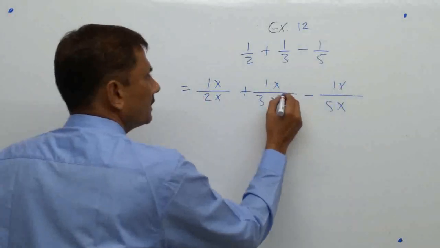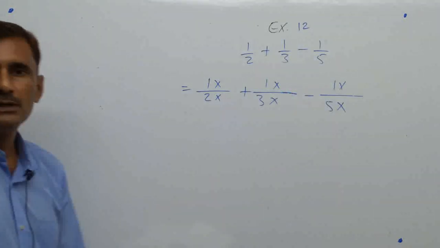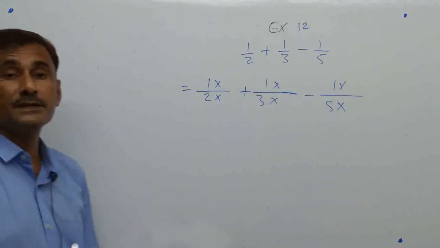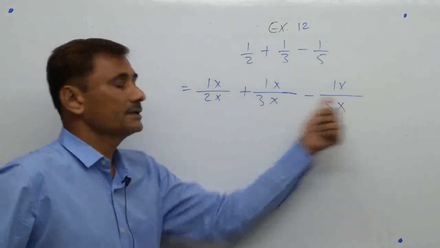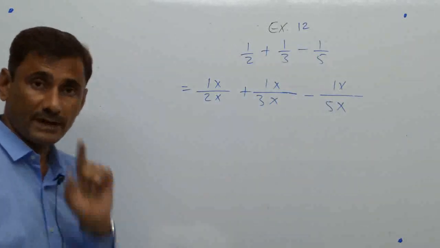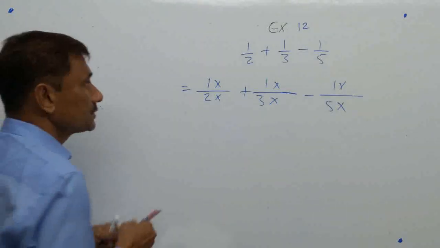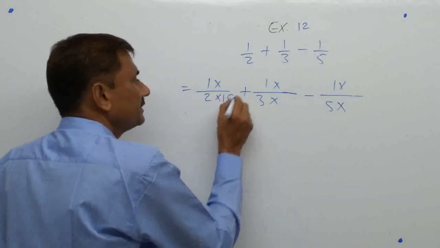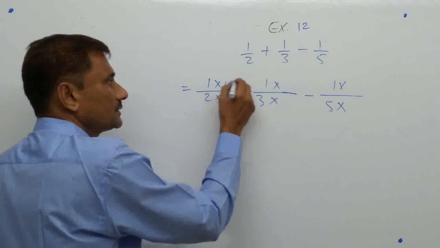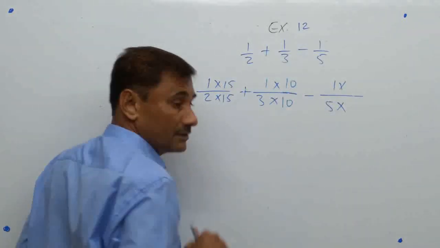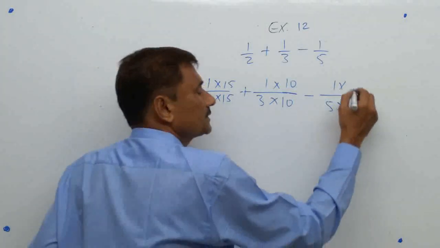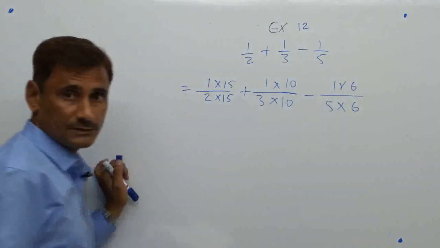Okay, understand well. Now look here at its denominator: by which number do I have to multiply here, here and here? I want 30, because the LCM is 30. So obviously 2 into 15, so 15 should be at the numerator also. 3 into 10, so 10 should be at the numerator also. 5 into 6, so 6 should be at the numerator also.